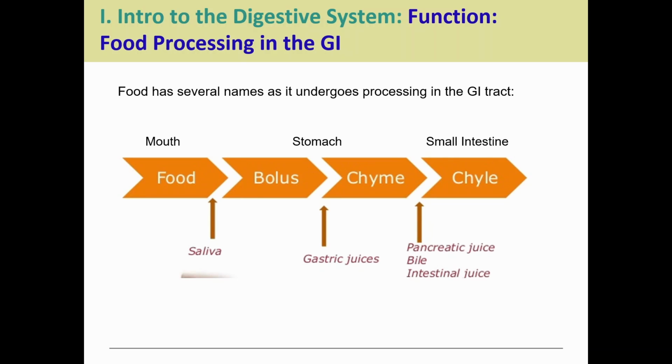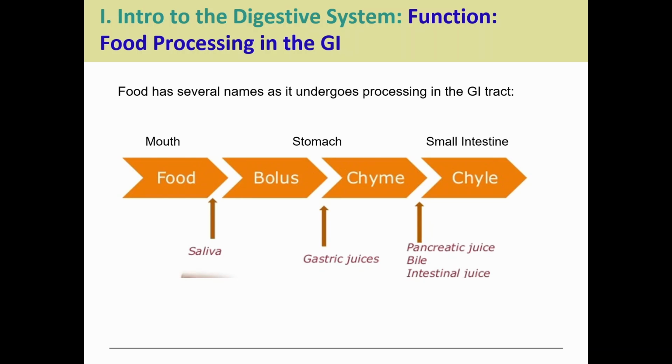And we can change the name of food as it travels through. When we eat it and it's in our mouth and we're actively chewing, we still call it food. After we finish chewing it though, we now call it a bolus. That's the mushy, mashed up, chewed food that you have before you swallow. Then you swallow it down to the stomach. When it gets to the stomach and starts mixing with gastric juice or the stomach acid, we call it chyme.